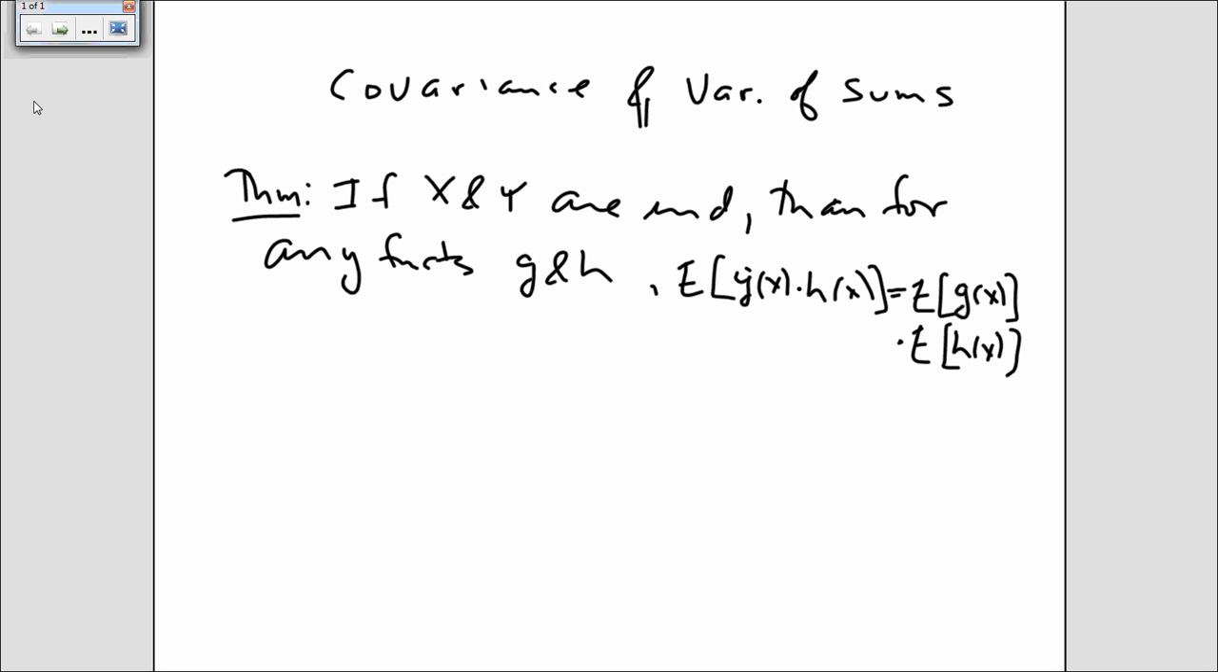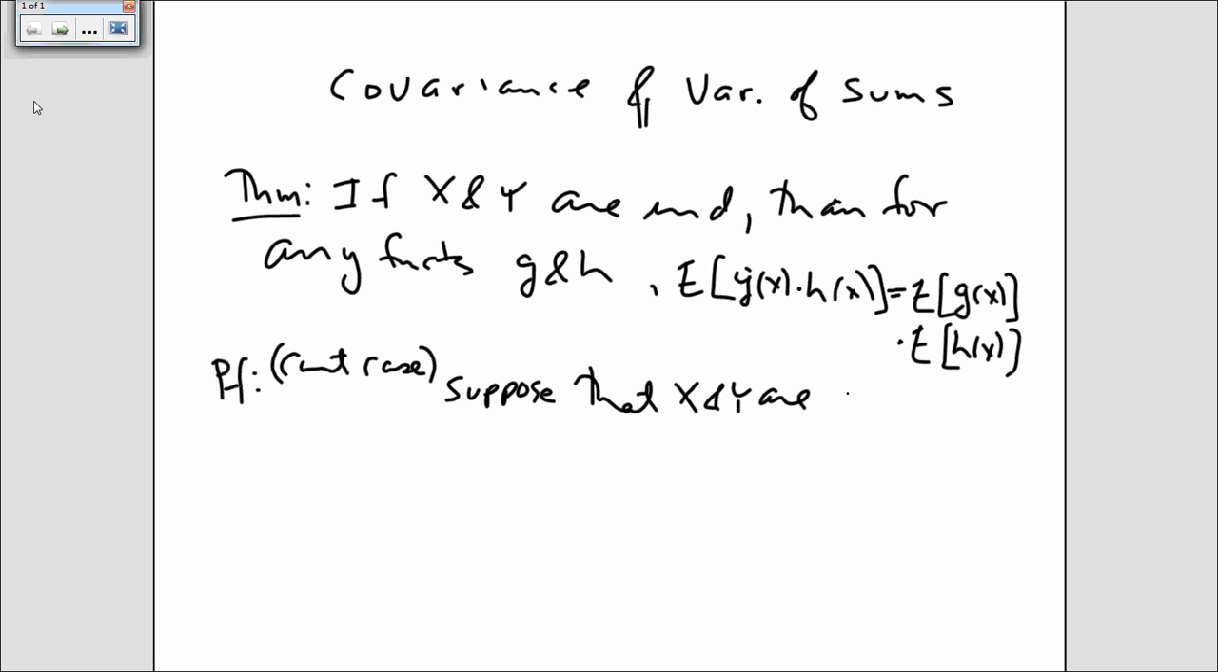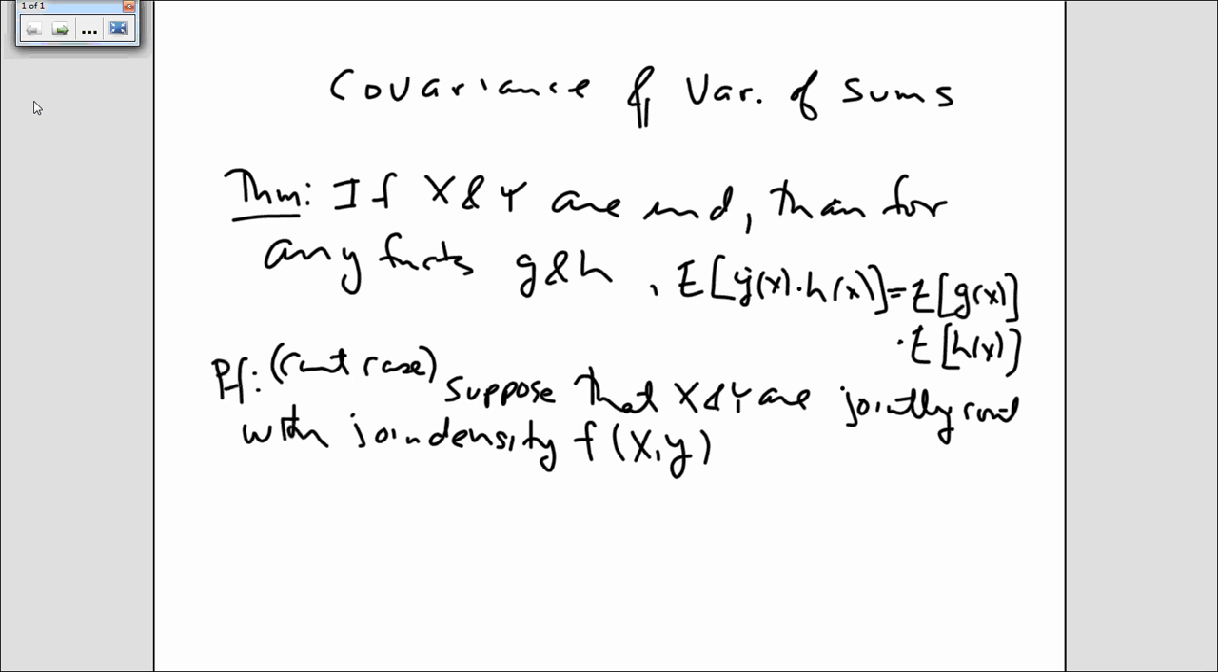Now, to prove this, it's going to be in two cases. The continuous case I'll do first. Okay, so suppose that X and Y are jointly continuous, with the joint density being, naturally enough, f of xy.